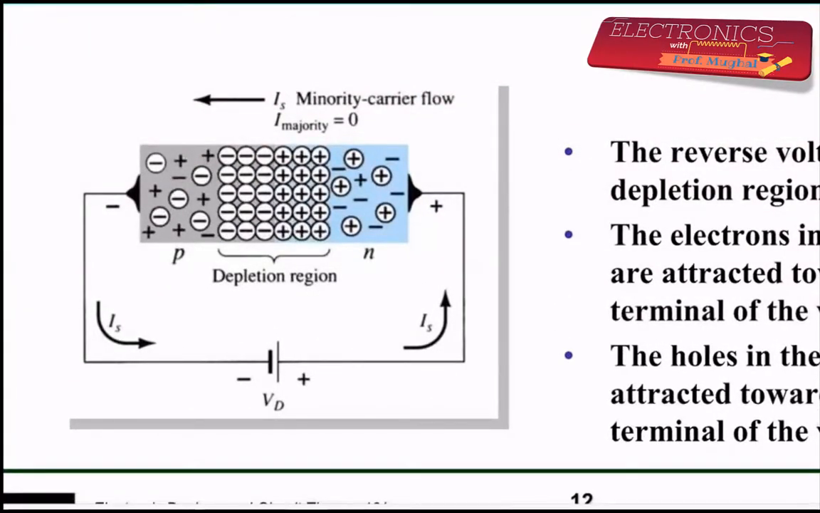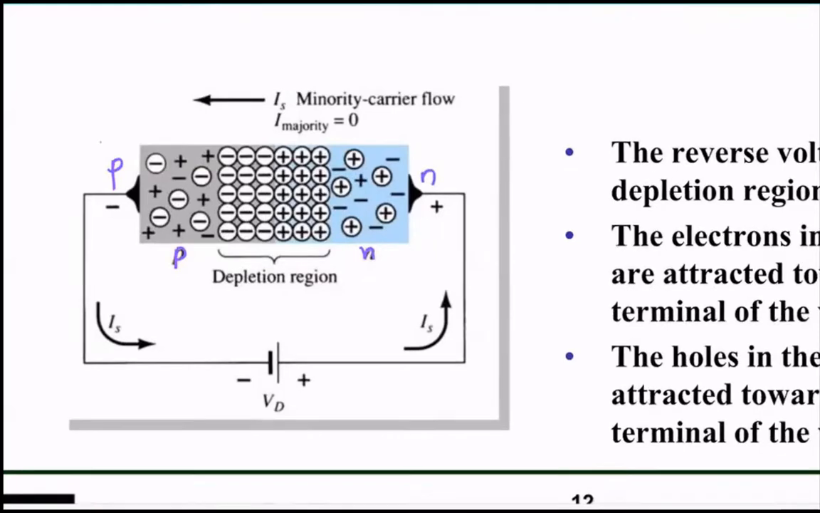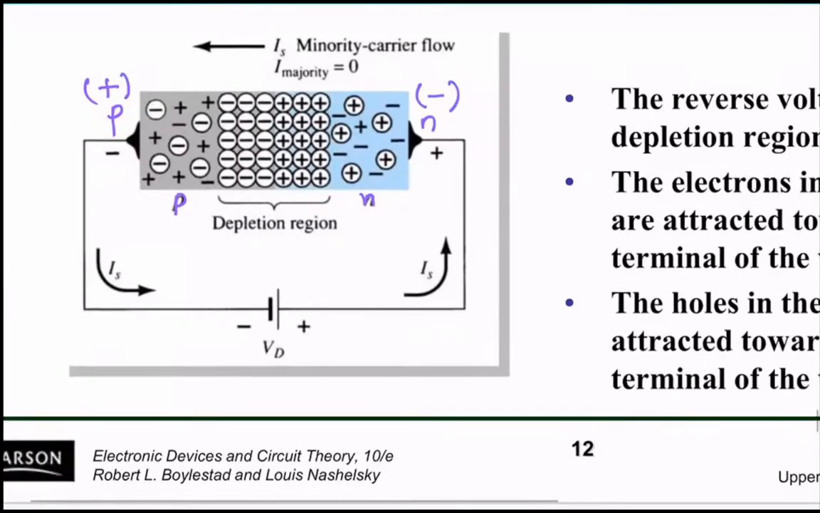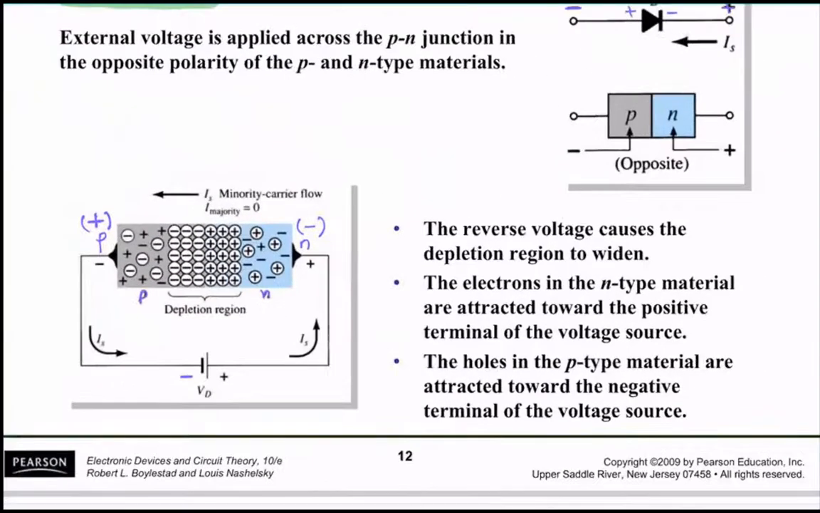You have a p-type material and an n-type material. So this is p-type and this is n-type. This is the positive terminal of the diode and this is the negative terminal of the diode. I have the negative terminal here connected to the positive terminal of the diode. So is that going to be reverse bias or forward bias? It's going to be reverse bias because the power supply is just swapped.